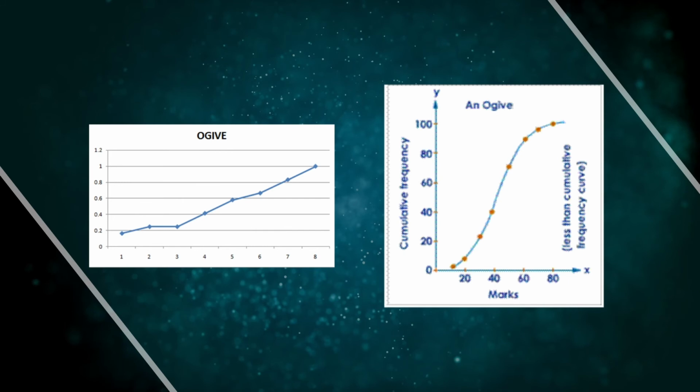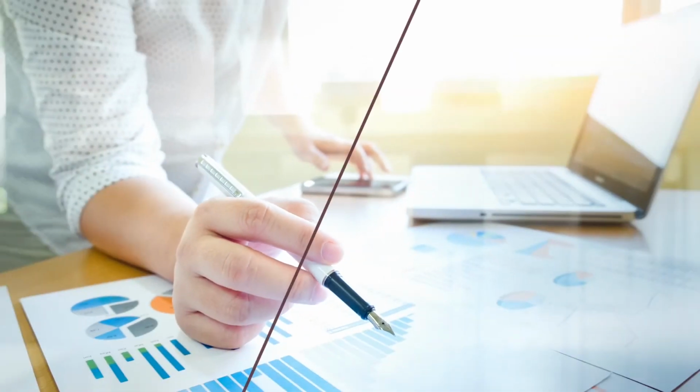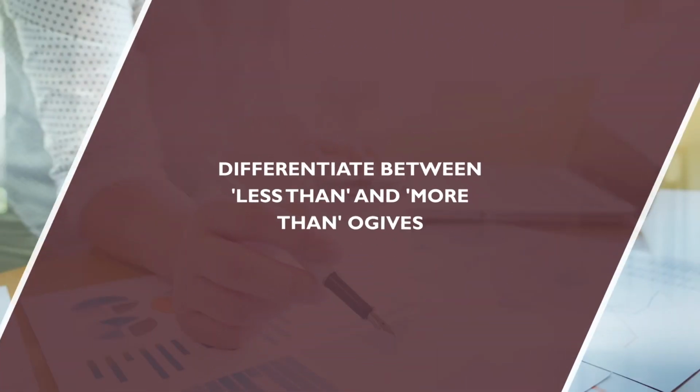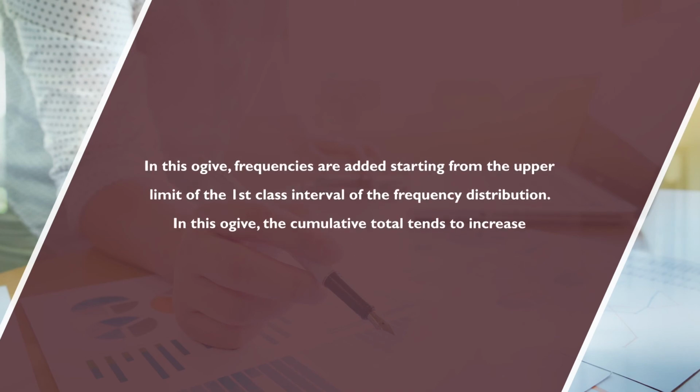So if you see this particular image, you will find how we have plotted the ogive, and this is the manner in which ogives are developed. There are certain differences between less than and more than ogive. In this ogive, the frequencies are added starting from the upper limit of the first class interval of the frequency distribution, and the cumulative total increases.